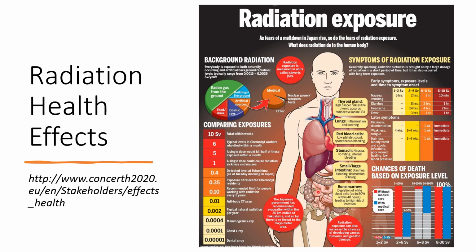Also, if you can see here, these are parts of our body. If our thyroid gland is exposed to radiation, it has a high cancer risk as the thyroid absorbs radioactive iodine-131. For the lungs, it causes inflammation and scarring. For the red blood cells, the effect is low platelet count and spontaneous bleeding. For the stomach, it will cause nausea, vomiting, and internal bleeding. Even the small and large intestine, it will cause diarrhea, bleeding, and destruction of the lining. For the bone marrow, it depletes white blood cells by up to 50% within 48 hours, leading to high risk of infection. Radiation exposure can also increase the chances of developing cancer, tumors, and genetic damage.